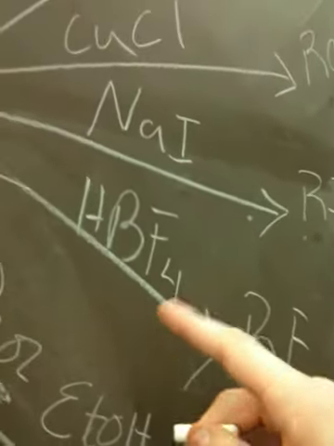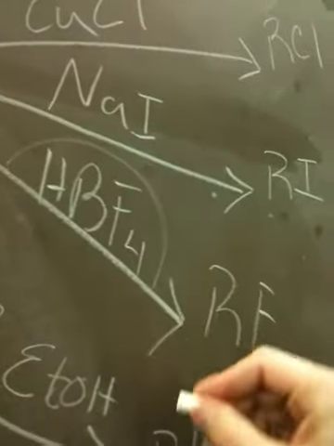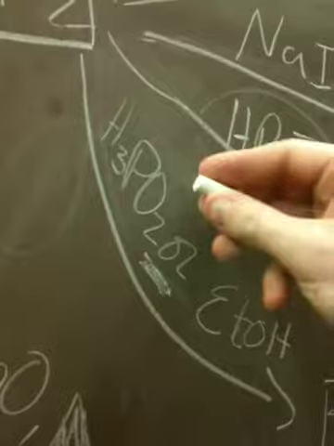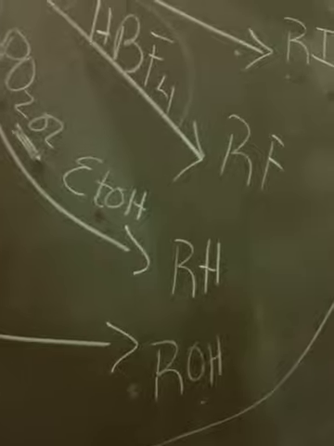RN2+, this is different because it's not just like NaF or something. It's HBF4. This is new to me right here. So you go RN2+, HBF4, you get RF. RN2+, there's that H3PO2 popping up again. This is kind of newer. Or ethanol. You get RH. RN2+, water and heat, you get ROH. Oh, there's heat in this one. Yep.